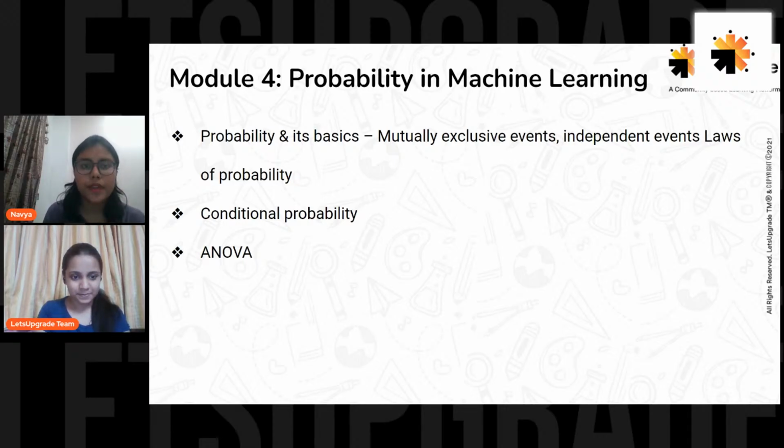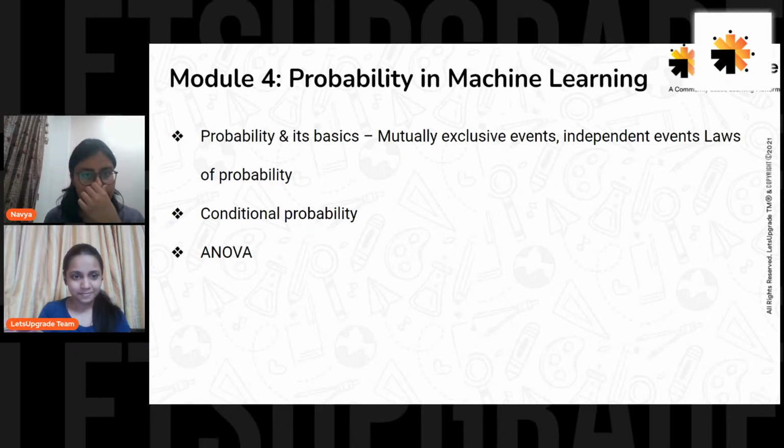So what are we studying? We are studying the statistics part. So this was all about your statistics. This is a very small part of statistics that we have covered, to let you know how things are going to be when you take the full stack program. I'm so sorry. Now coming to your probability part in machine learning.